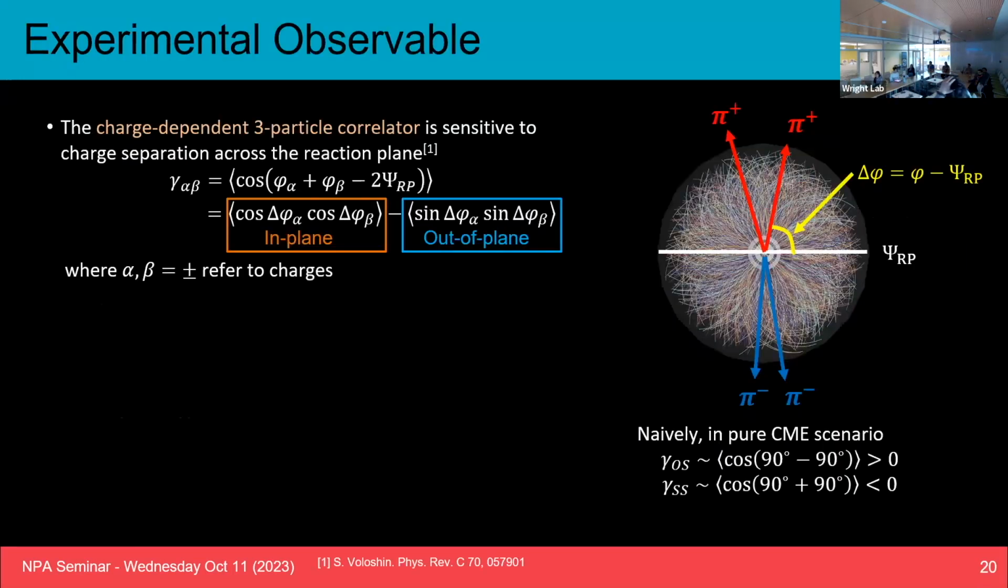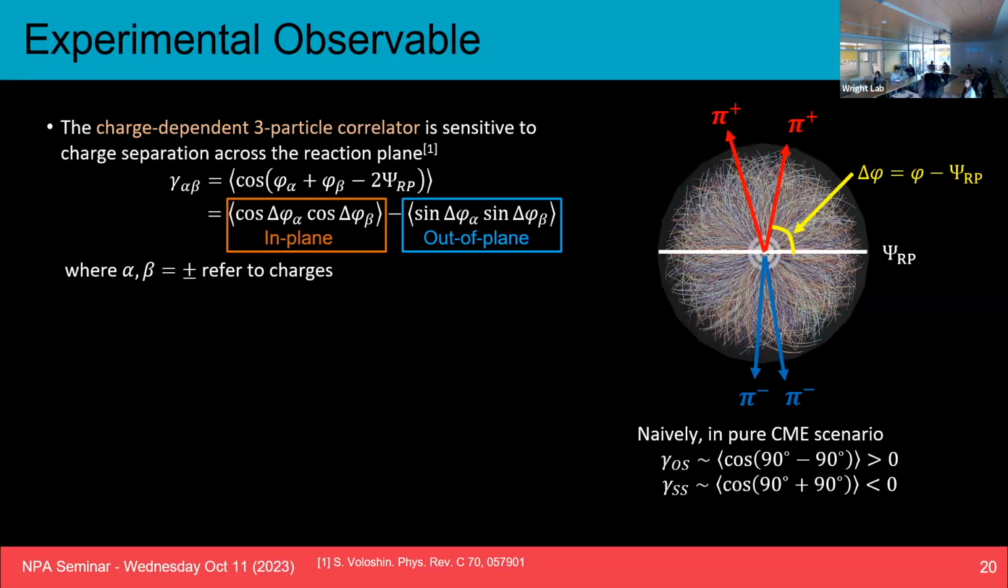Now I talk about the experimental observable which was proposed to be sensitive to this kind of charge separation across the event plane. Its construction is essentially a three-particle correlator, called the gamma correlator. You basically have particle 1, particle 2, and then you take a difference with the reaction plane. You can expand it in terms of cosine and sine. The cosine represents the in-plane, and the sine represents the out-of-plane.